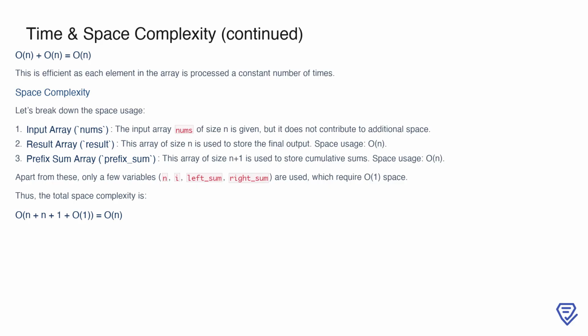Now, let's analyze the space complexity. First, we have the input array nums, but since it's provided as input, it doesn't contribute to additional space usage. Then, there's the result array, which stores the output and has a size of n, contributing O(n) space. We also use the prefix_sum array, which has a size of n plus 1, also contributing O(n) space. Beyond these, we only use a few variables like n, i, left_sum, and right_sum, which require constant space, or O(1).